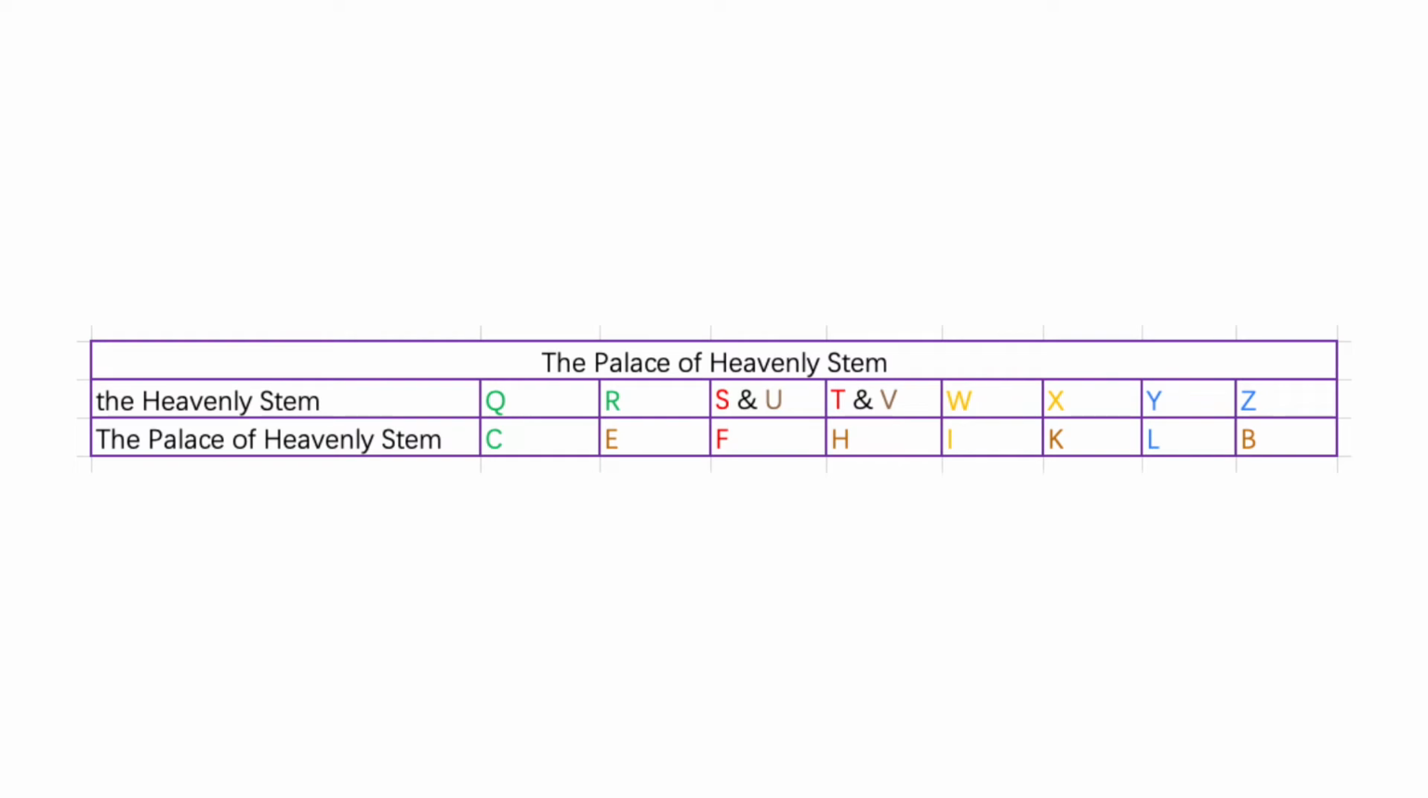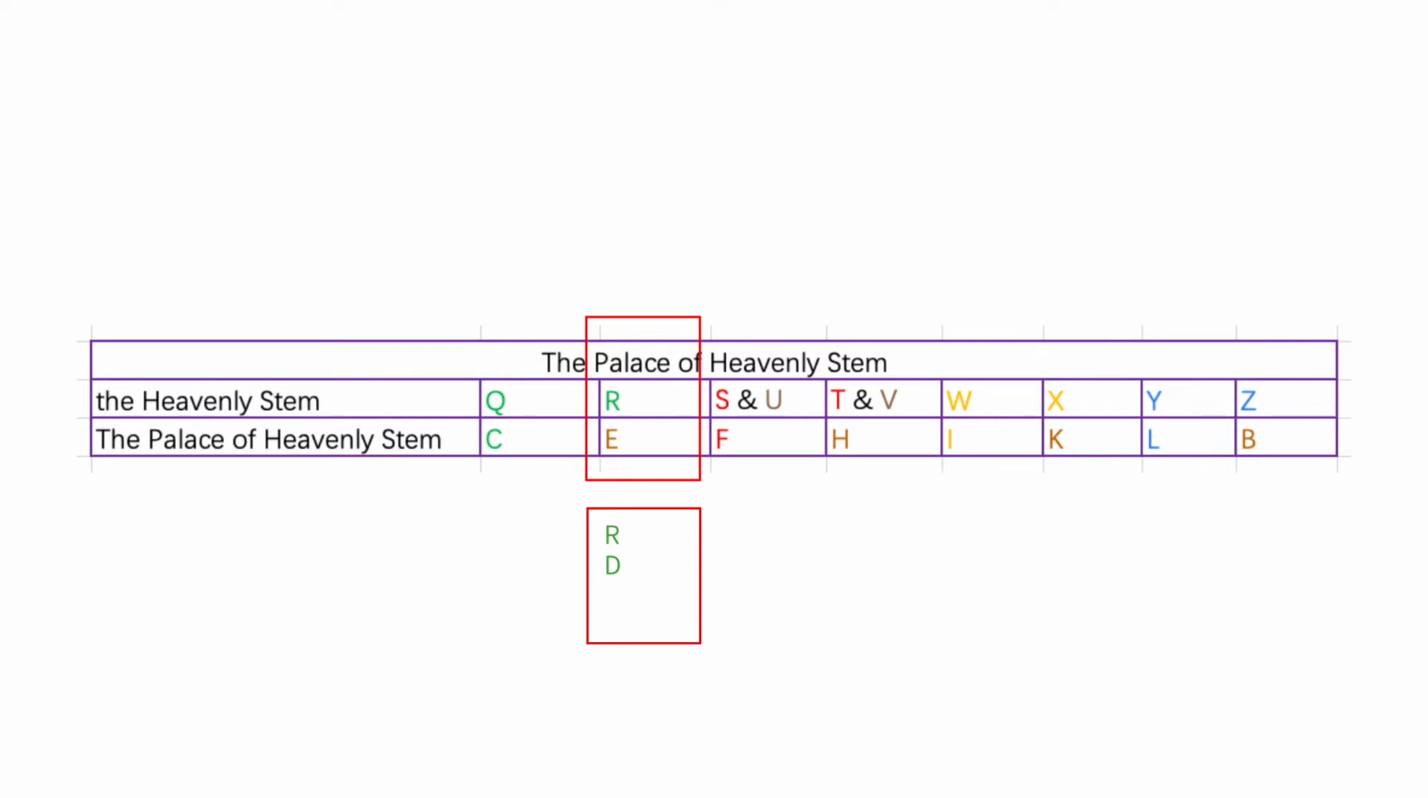In Liu Ren, the way we convert the heavenly stem into the terrestrial branch is by looking at the place where the heavenly stem resides, which is the palace of heavenly stem. Among other Chinese divination methods, there is another way that converts the heavenly stem into the terrestrial branch, and this way gives a different result. For example, in Liu Ren, Yi should be converted into Chen, which is R should be converted into E. But in the other way, Yi should be converted into Mao, which is R should be converted into D.